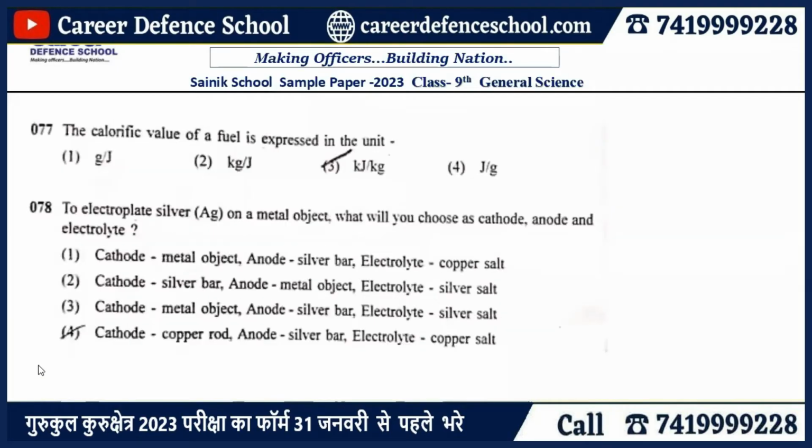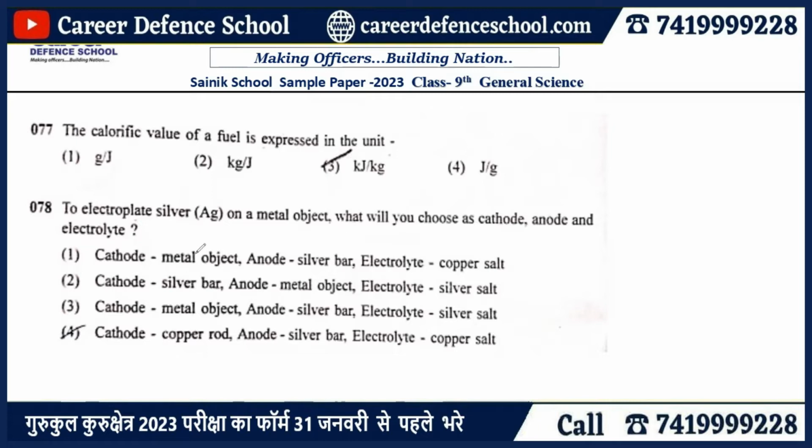The calorific value of a fuel is expressed in the unit. First option is gram per joule. Second option is kg per joule. Third option is kilojoule per kg. And fourth option is kilojoule per kg. So the third option is the correct answer for this question. Let's move on to the next question.